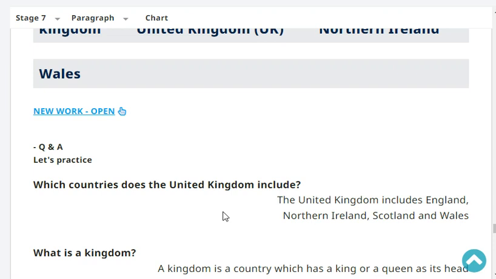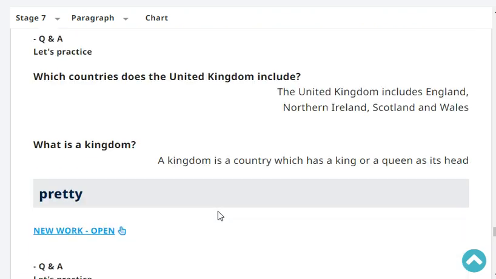Which countries does the United Kingdom include? The United Kingdom includes England, Northern Ireland, Scotland, and Wales. What is a kingdom? A kingdom is a country which has a king or a queen as its head.